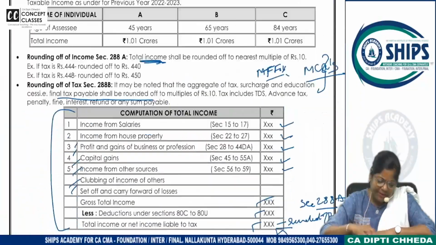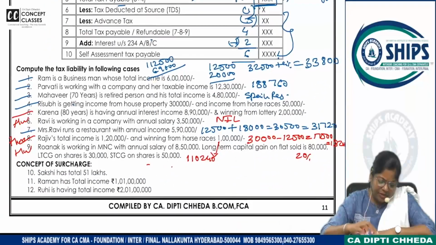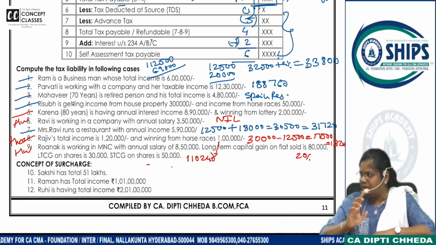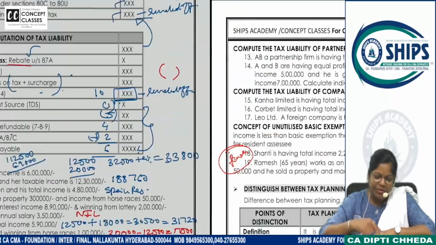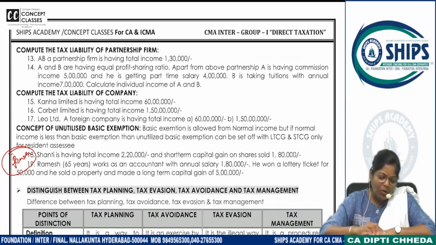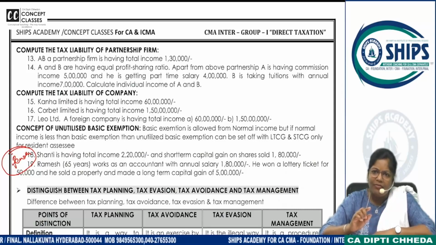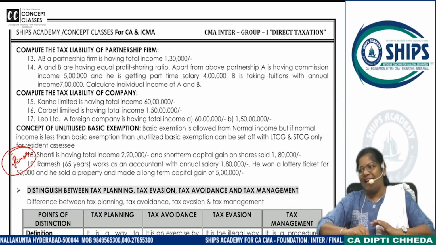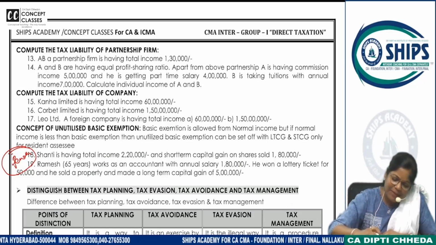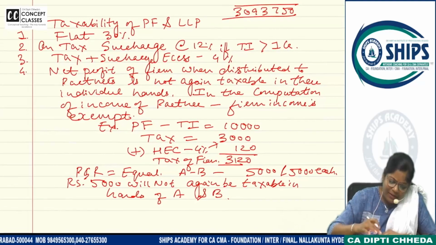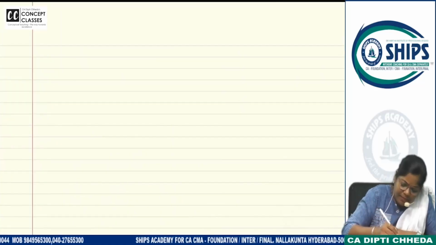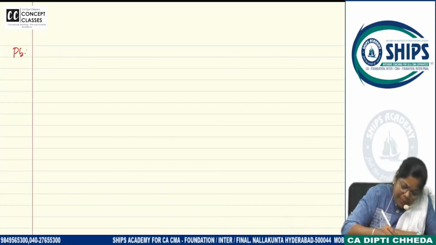I think we have already done till 1st to 9th, no? And surcharge related are already covered in that table. 10th, 11th, 12th are covered. So right now, AB is a partnership firm with total income 1,30,000. Can we calculate? चलो साथ में करते हैं. Problem number 13th.